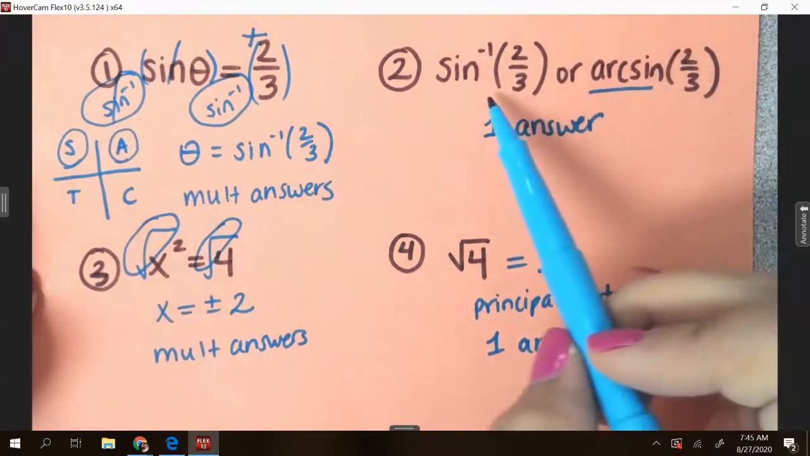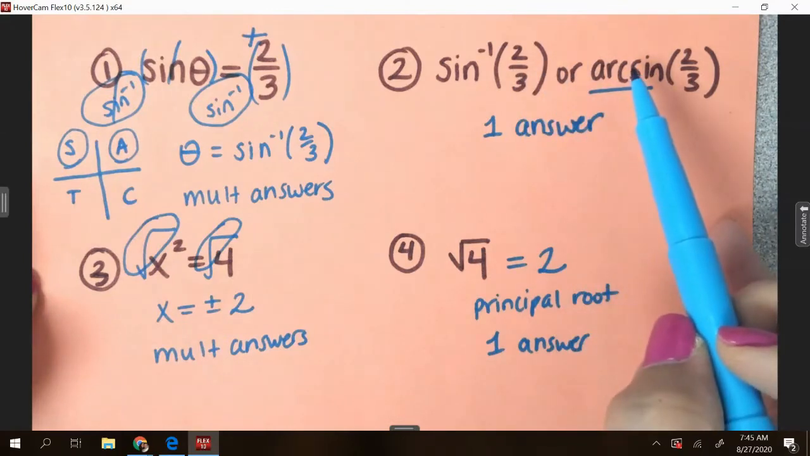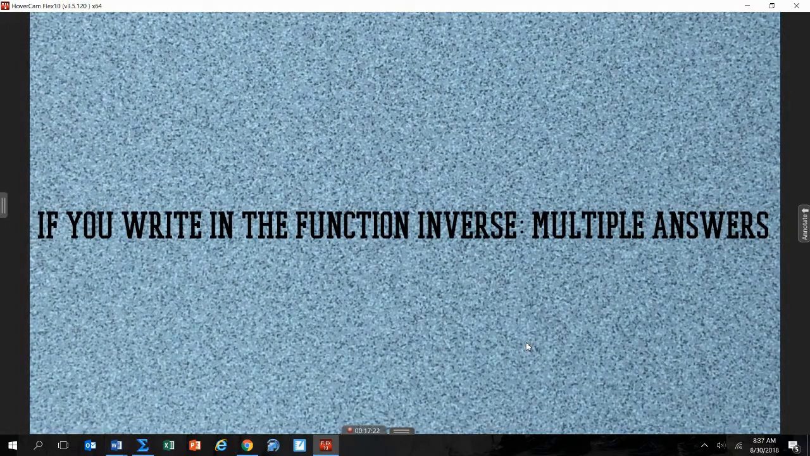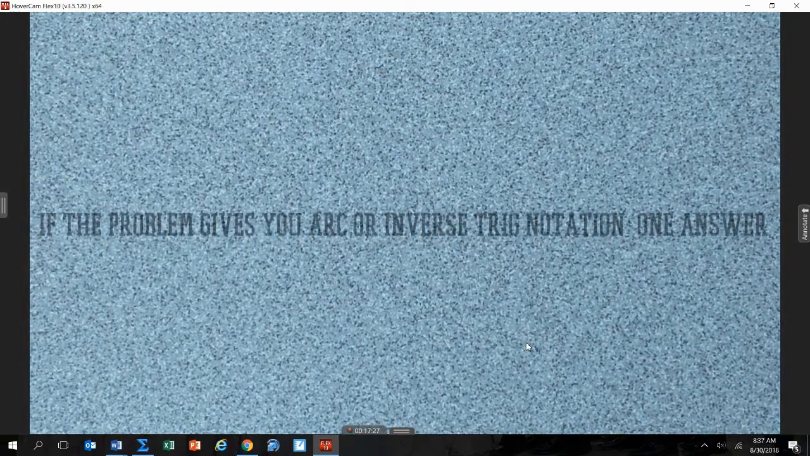Okay? There are going to be restrictions about what quadrants your answers are going to lie in, and we'll talk about that on the top of the next page. So don't be confused. If you are putting in the sine inverse, then you have multiple. If the problem gives you that notation, then you only have 1.